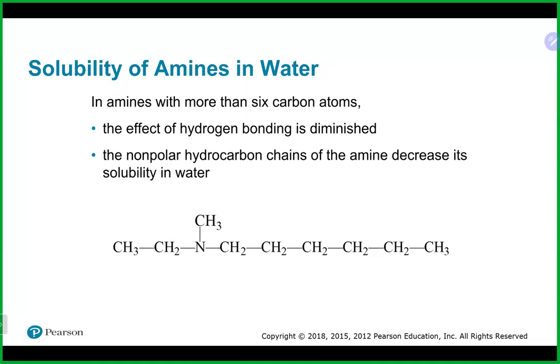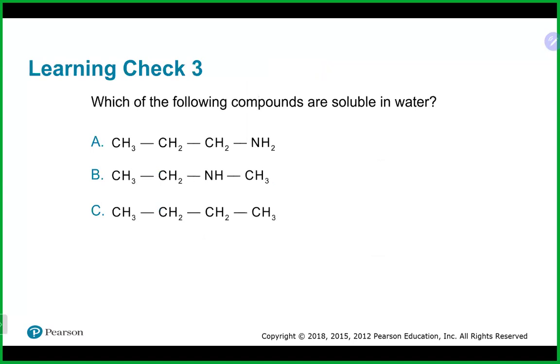So just like anything else, even if you did have an amine with a couple of hydrogens, if you build out, very badly drawn there, a bunch of carbons and hydrogens and a big nonpolar part, it's just going to get in the way, and it's still not going to allow it to hydrogen bond well. All right, so take a moment here. Which of the following should be soluble in water?